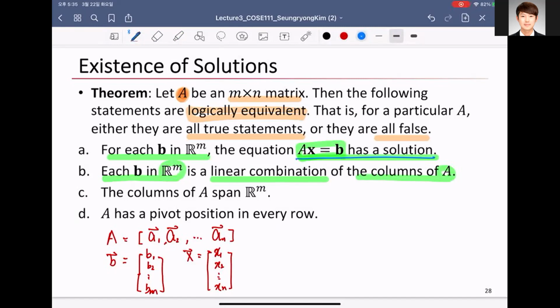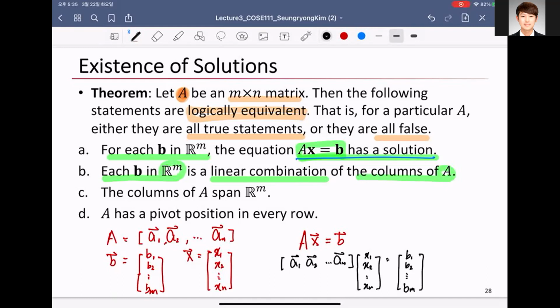So the first statement means AX is equal to B has a solution. In other words, the matrix with columns A1, A2, ..., An times the vector X1, X2, ..., Xn is equal to P1, P2, ..., Pm. So the first statement means this linear system, AX equals B, has a solution for each vector B. Then the second statement means each vector B in Rm space is a linear combination of the columns of matrix A.